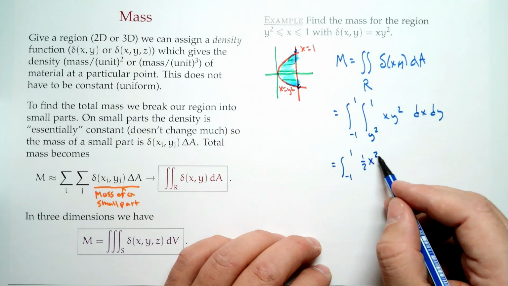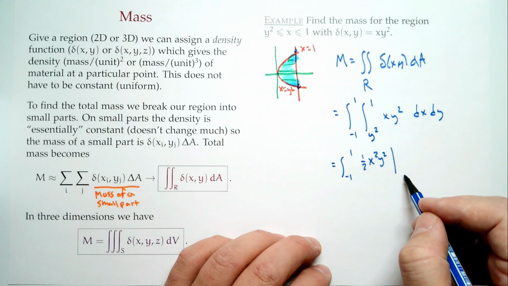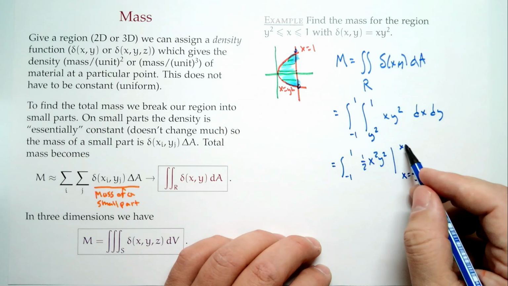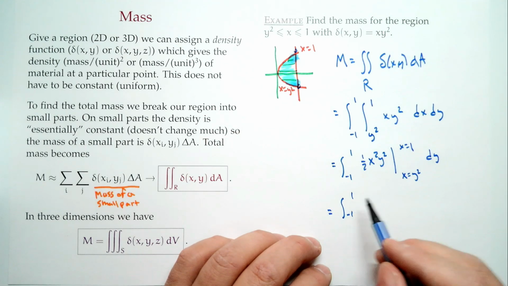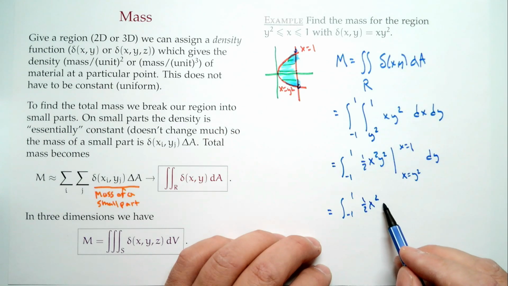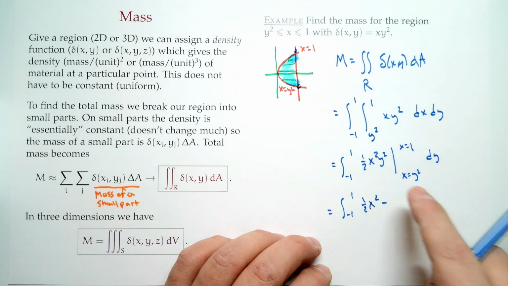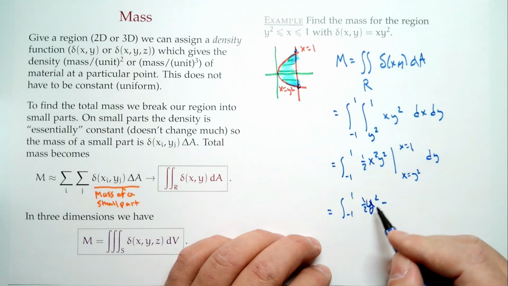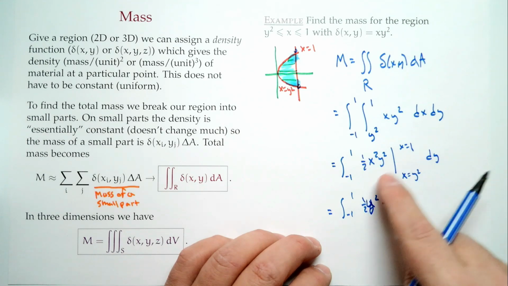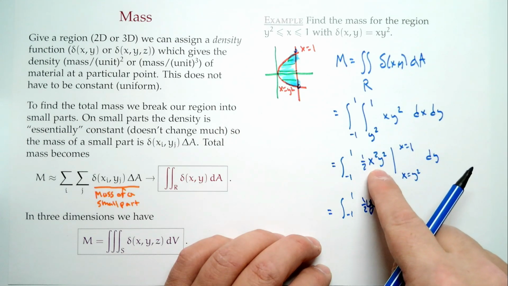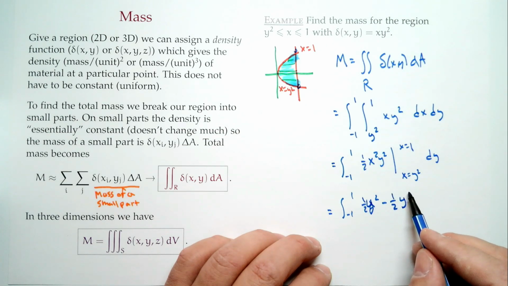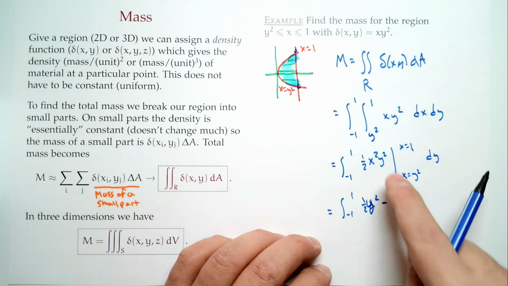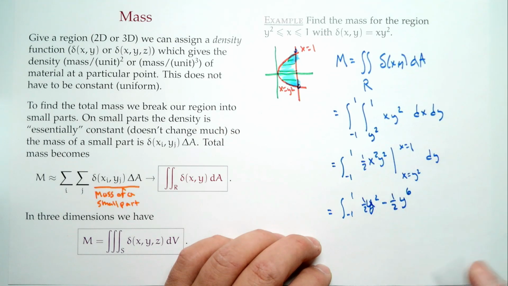A half x squared y squared evaluated from x equals y squared to x equals 1. Okay, so evaluate. That would be 1 half x squared times 1, so that's a half x squared minus a half y squared. Okay, that was always a y. All right, a half y squared. When you plug in x equals y squared, squared times another y squared gives us y to what power? 6. Because remember, there's y squared squared plus another y squared.